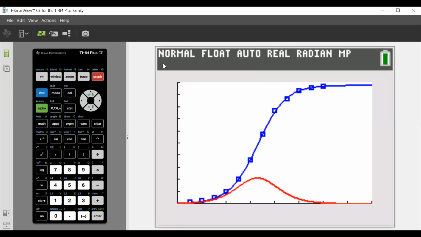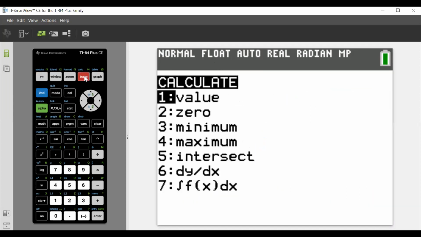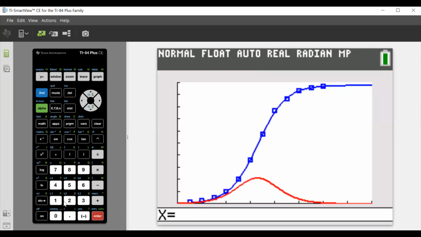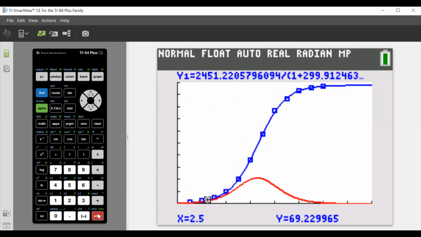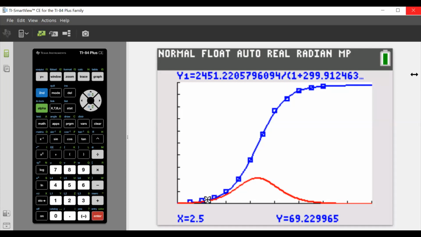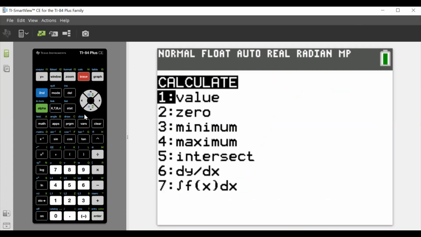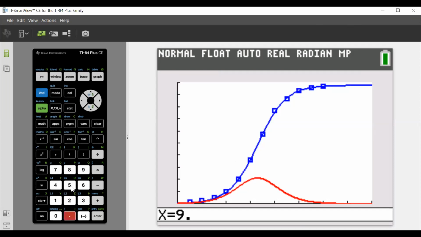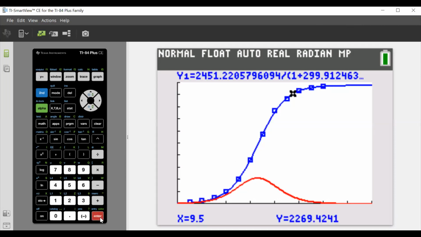And so what we need to figure out is what are the points 9.5 and 2.5 on our graph. So now we can say, okay, let's do a calc value. We want to do it at 2.5. Well, that gives us 69.229965, and that's at 2.5. And then if we do the same thing for a value at 9.5, we get 2269.4241.